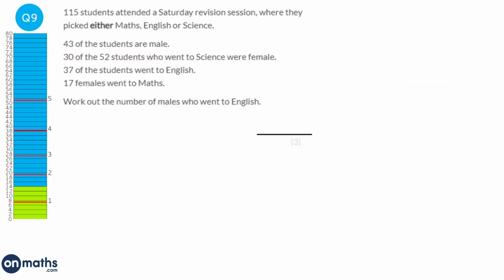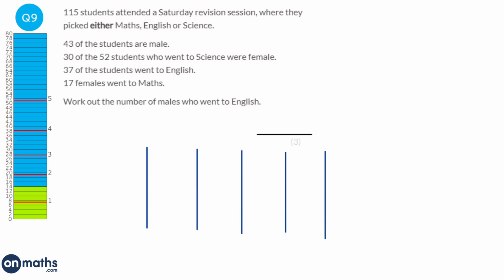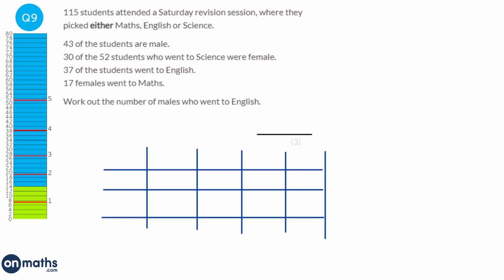To answer this question, we're going to have to create a two-way table for all the information. So I'm just going to draw a quick table. So we've got maths, English, science, then a total column. And then across here we have male and female and a total column. Okay, so going to fill in maths at the top, English, science, and then we have a total. And then we've got male, female, and then total at the bottom.